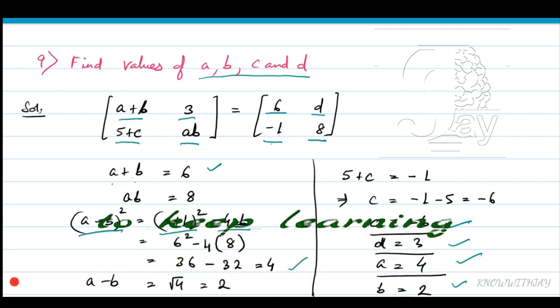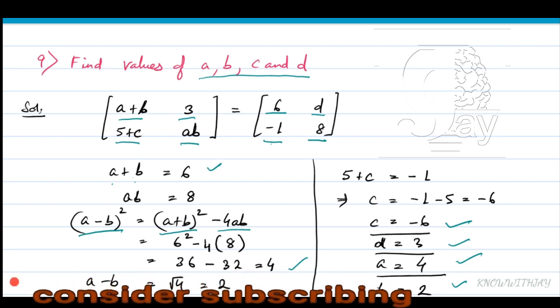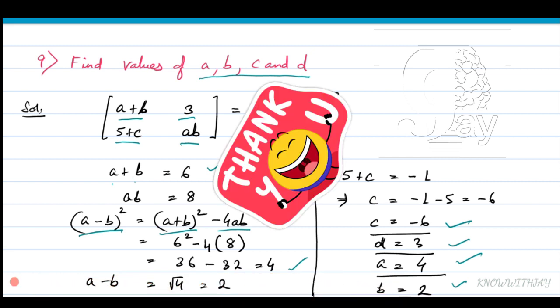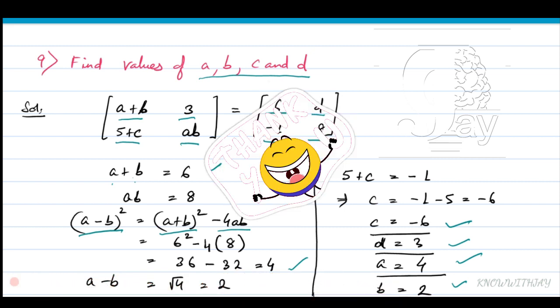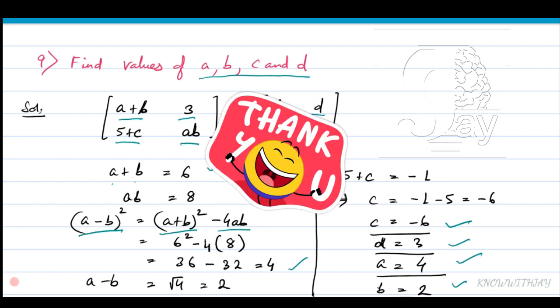That's all in this class. We have understood how to find the values of the variables using different methods, and we have learnt about matrices with all their terms and the types of matrices. In the next class, we are going to learn about the operations on matrices. Thank you.